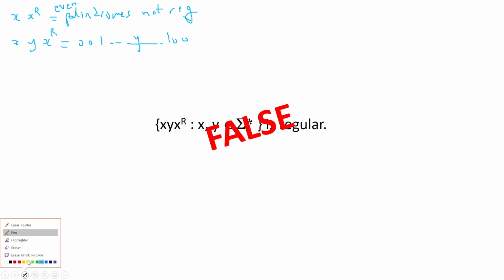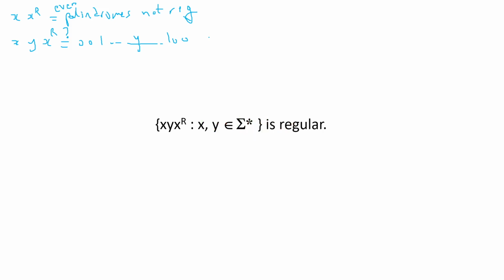So this is not regular. However, it actually is regular. So this is weird. Why am I saying it's regular? Ask yourself this question. You can pause here and ask it. Is this really equivalent to the language of palindromes with something in the middle? Or is it something different?